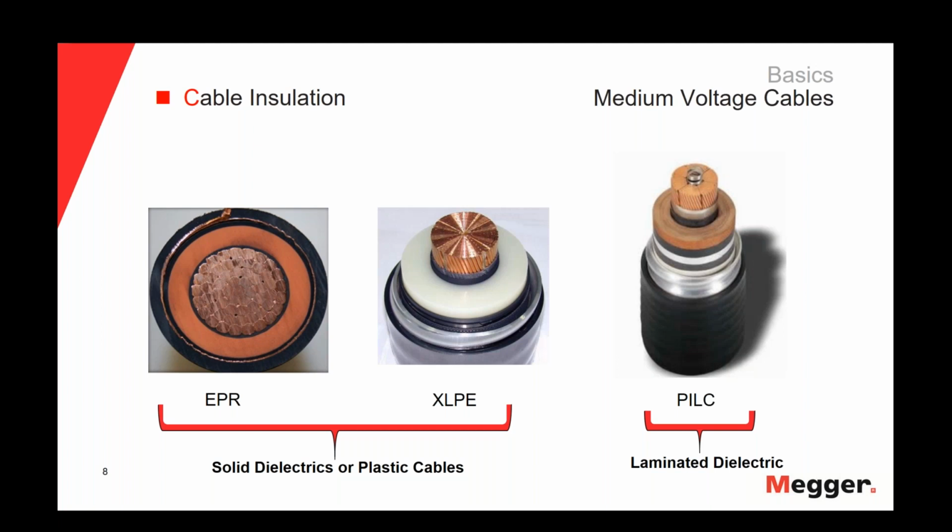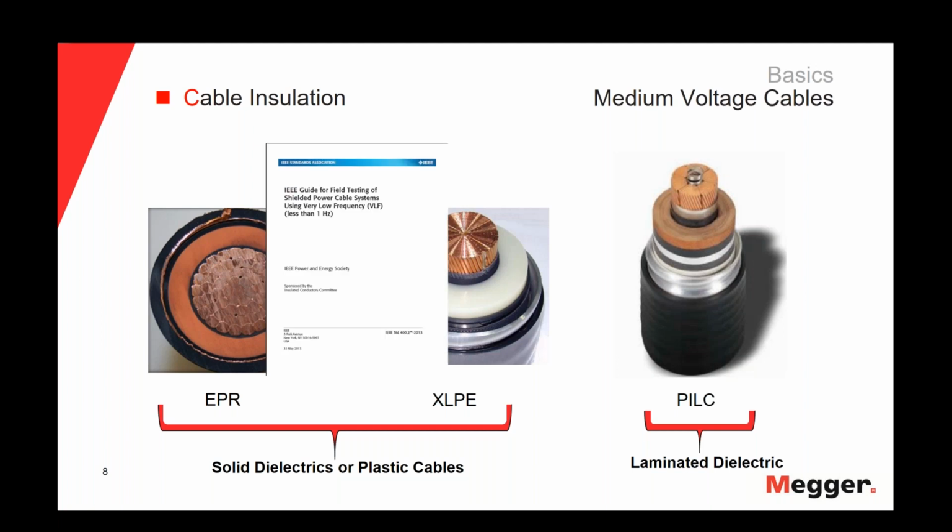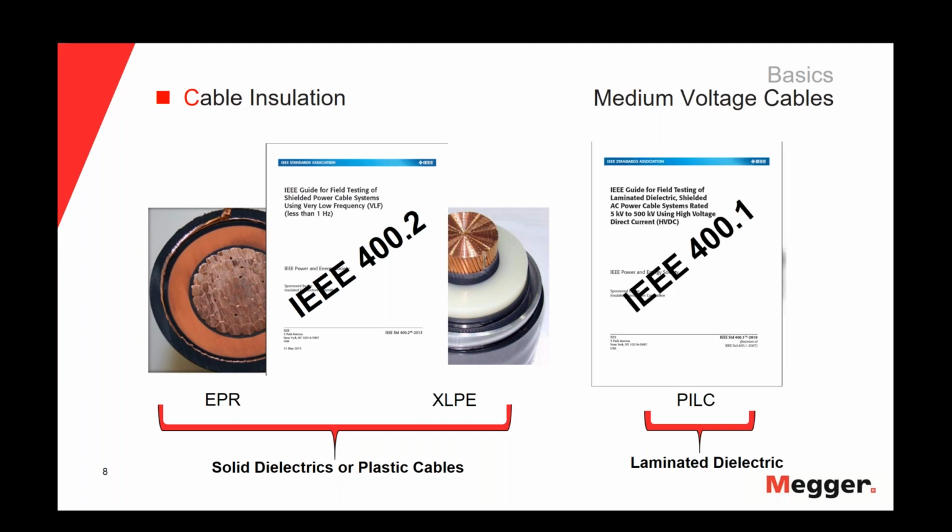In terms of the tests that we do for these kinds of insulations, we have the IEEE 400.2 for the VLF test in solid dielectrics, or in insulations such as the EPR and the XLPE. And for the paper insulated cables, we have the IEEE 400.1. We can also use the VLF to test paper insulated cables, but of course it's very well known that we cannot use the high pot DC any longer in EPR or XLPE insulations.